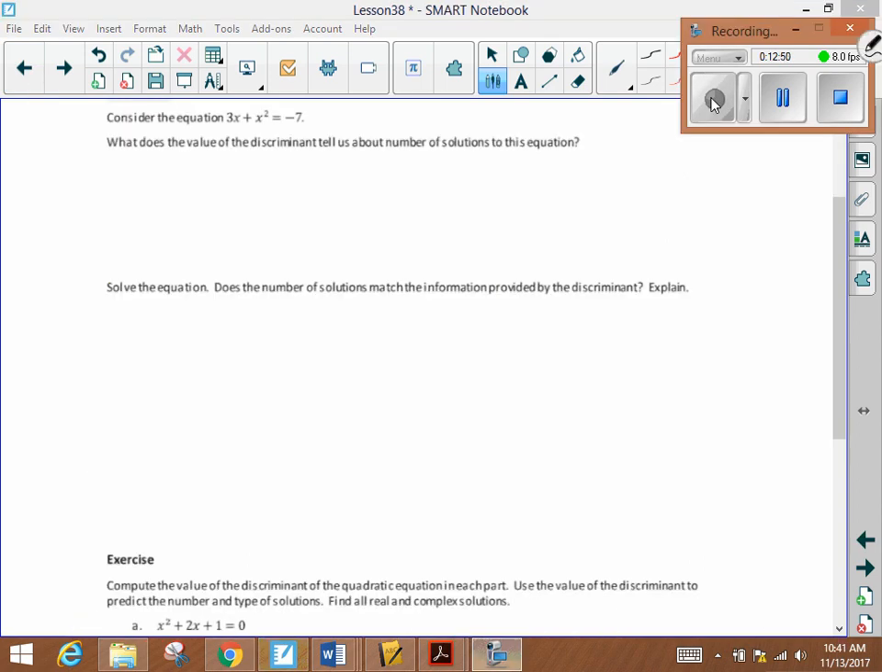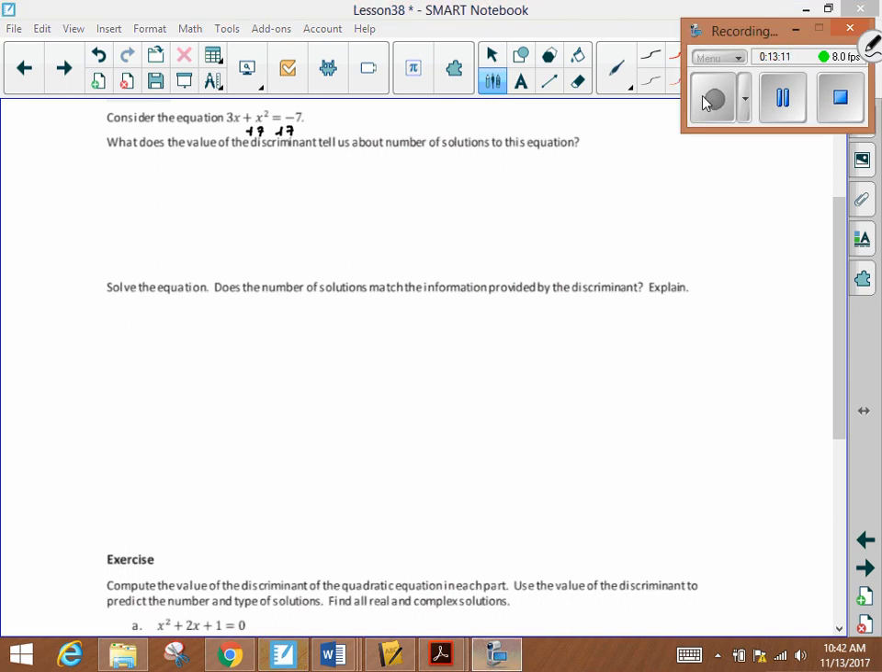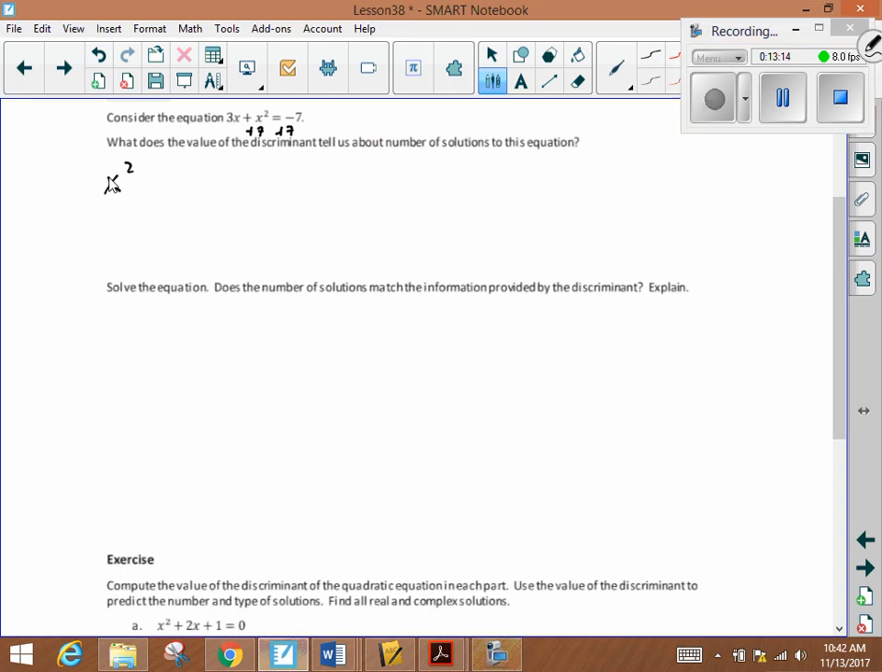So it's just asking us for the discriminant. In order to get the discriminant for this one, the first thing I'm going to have to do is get everything over onto one side of my equal sign. In other words, I add 7 to both sides. So in this case, A is 1, B is 3, and C is 7.